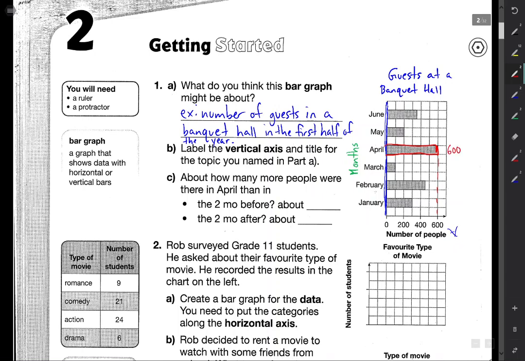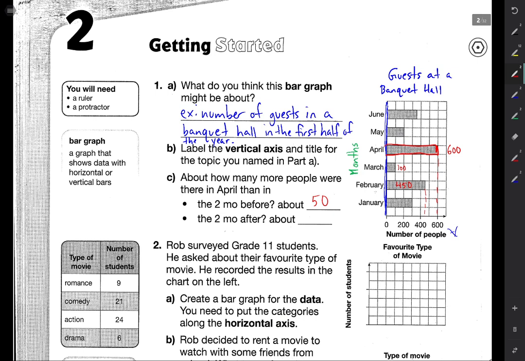So now let's look at the 2 months before April. If we look at February, February had 450 people. And March, if we follow that all the way down, that brings us to 100. So if we add those two amounts together, 450 plus 100, that would mean there was 550 guests there in the 2 months before. So how many more people were there in April than in March and February? Well, 550 to 600, that would make a 50-person difference. So about 50 people was the difference.